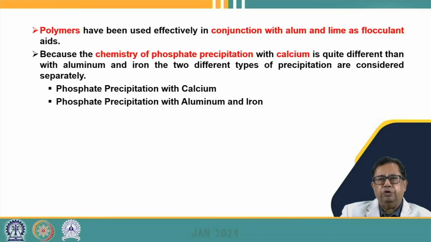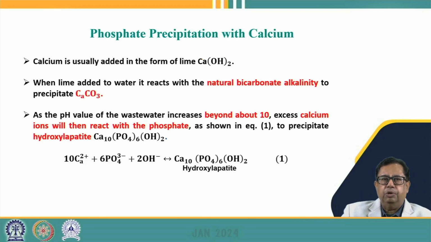The chemistry of phosphate precipitation with calcium and with aluminum or iron is of different types. That's why we'll consider precipitation with calcium and precipitation with aluminum and iron separately. First of all, we will talk about phosphate precipitation using calcium. Calcium we generally use in the form of lime, that is calcium hydroxide.